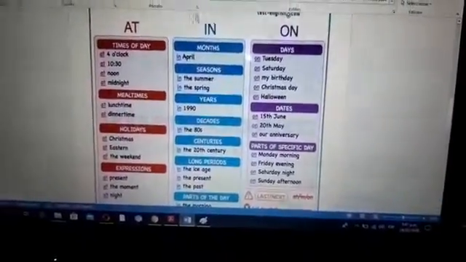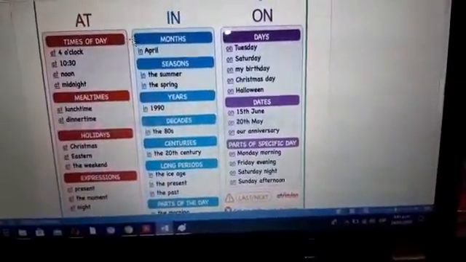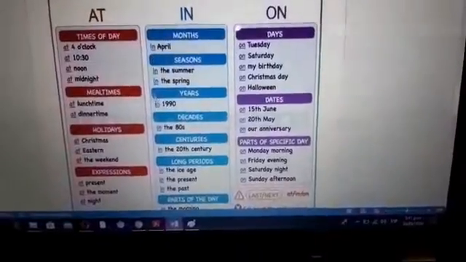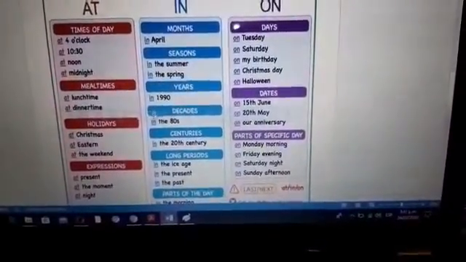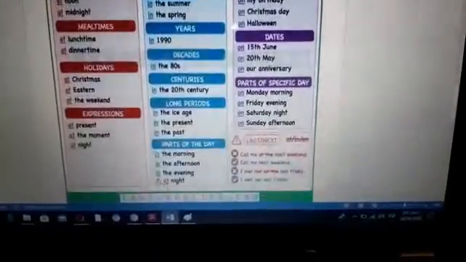Now we are going to check the preposition in. We use in to refer to months, seasons, years, decades, centuries, long periods, or part of the day.